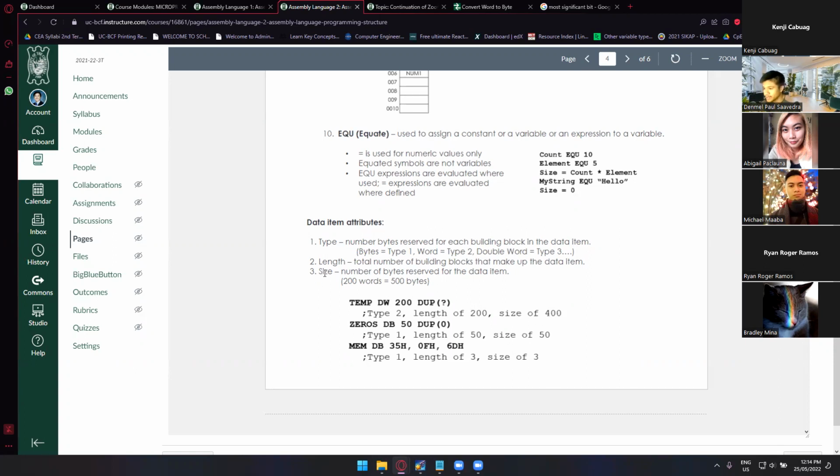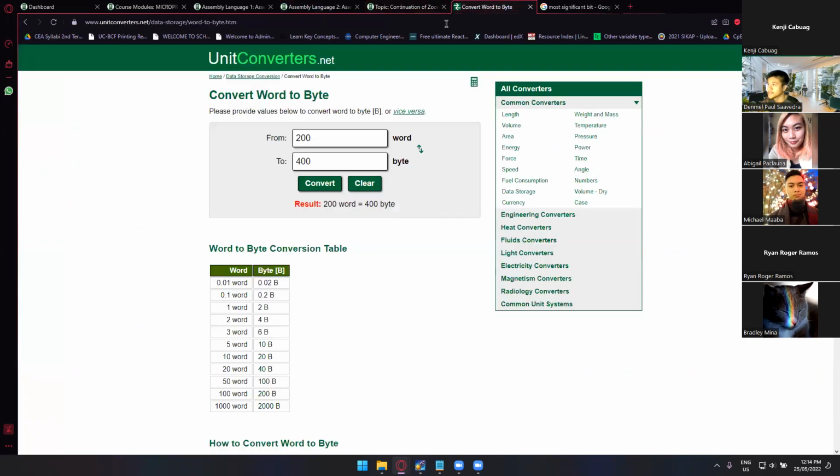Okay, you stated that this size must always be in bytes. So if this is a double word, then this is a double word. If this is a defined word, then 200 words is equal to 400 bytes.